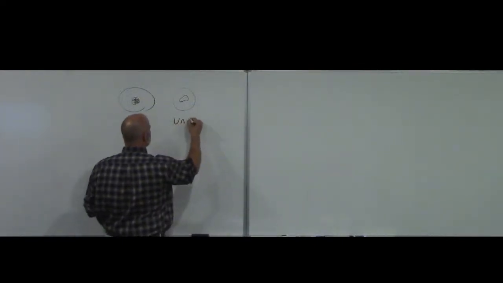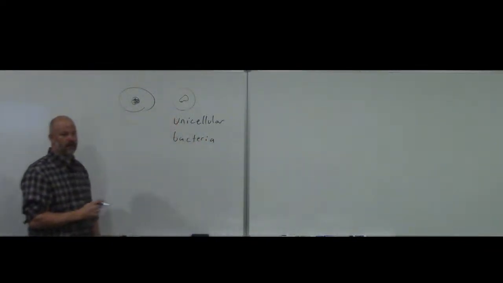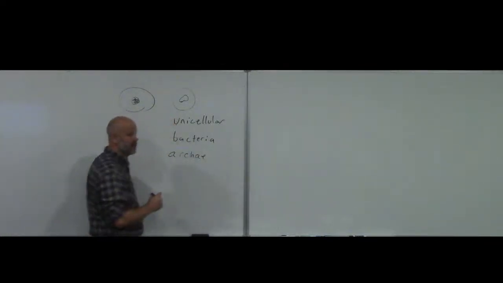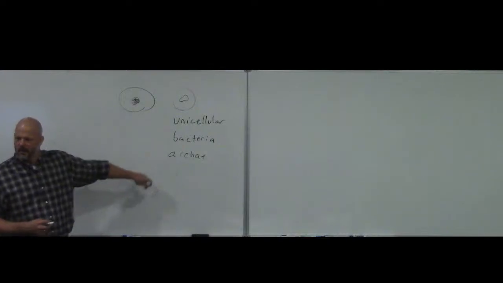Name a prokaryote that you should know. Simple, unicellular. All prokaryotes are unicellular, by the way. They don't have enough structure or information to become multicellular and complex. Name a unicellular prokaryote. Bacteria. Very good. Another one would be archaea. Sometimes you'll see them called archaebacteria.